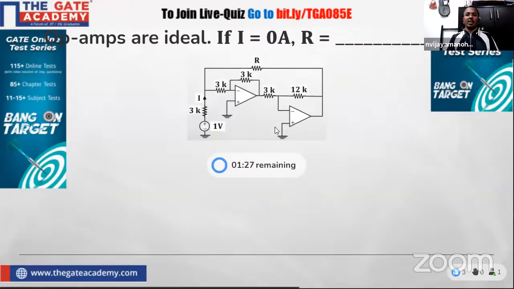Op amps are ideal if I is 0 amperes. What is the value of R? So think about this. We have two op amps, given to be ideal. So think about the properties of ideal op amps. What all properties of ideal op amps can be of use? These type of questions are very famous and very common in GATE.